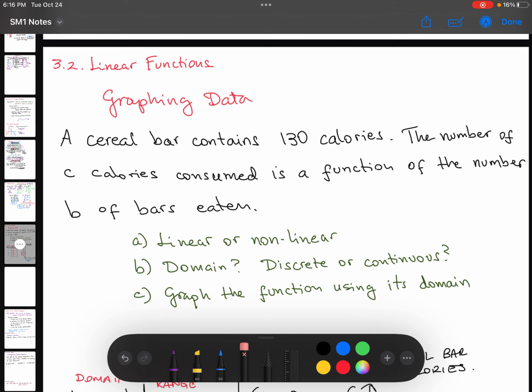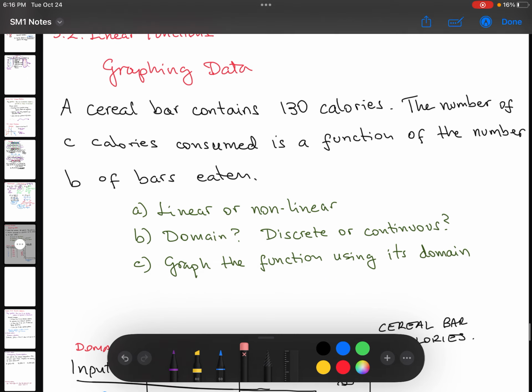But let's continue. So this is a situation where we have a cereal bar. It contains 130 calories. Now, the number of calories consumed is going to be represented by the letter C. This is one of the variables. C is a function of B. Once we read that, we know that calories is the dependent variable, and it depends on the number B of bars eaten. That is our situation. So let's first determine whether this is linear or not.